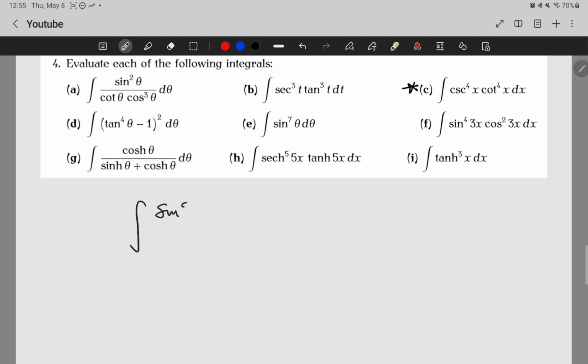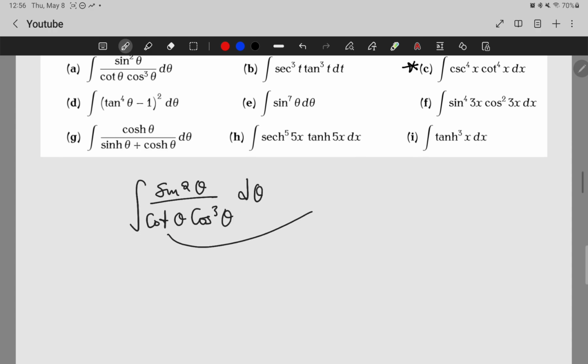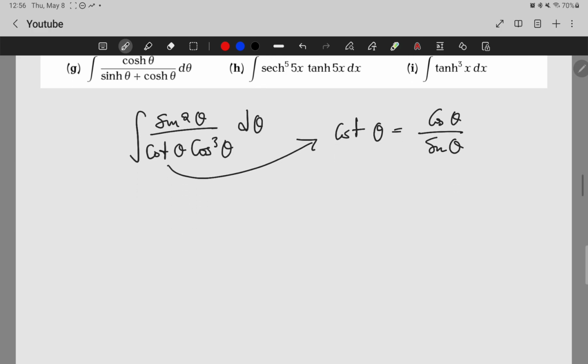In the first one, we're looking at the integral of sine squared theta, cot theta, then we have cos to the power 3 theta, d theta. So here I'll start by focusing on the cot there. Of course I want to recall that cot theta is the same as cos theta over sine theta. So using that, we now have sine squared theta over, when I put cos over sine and multiply with the cos to the power 3, it becomes cos to the power 4 theta over sine theta d theta.